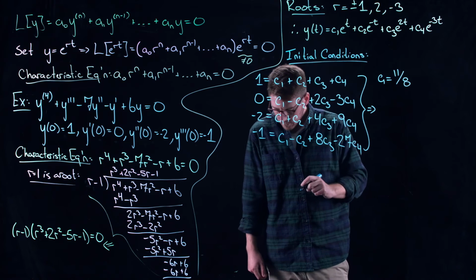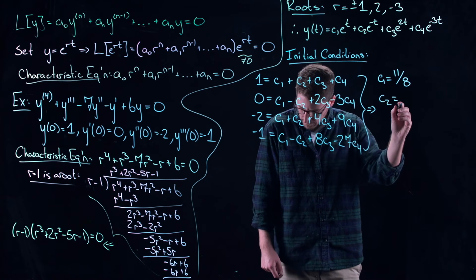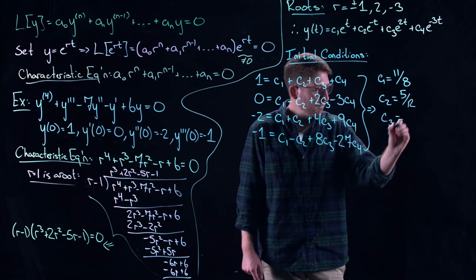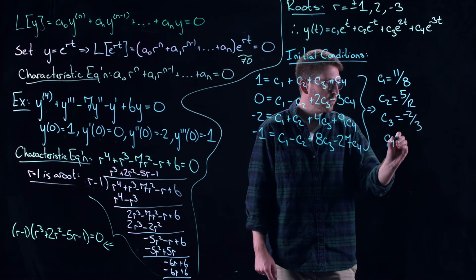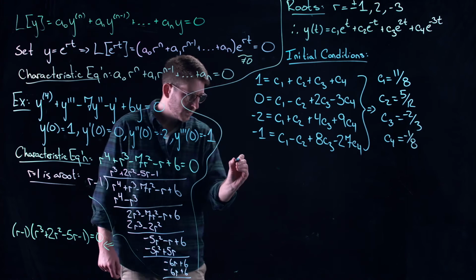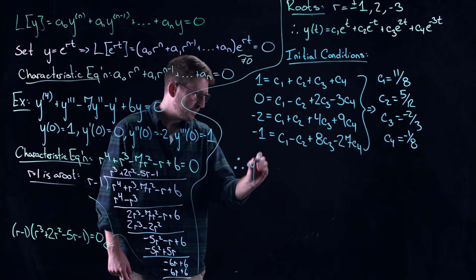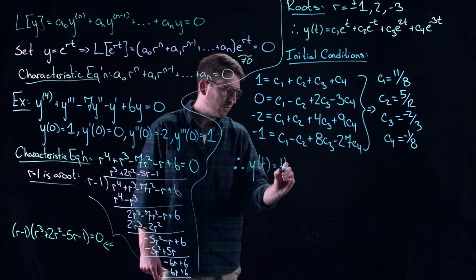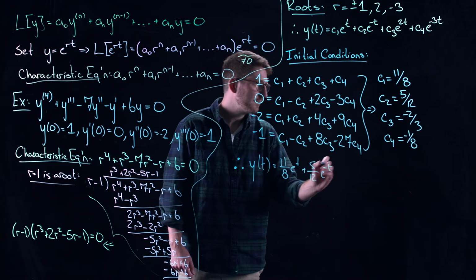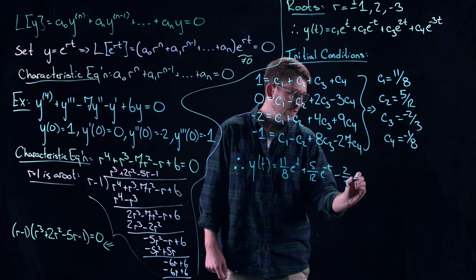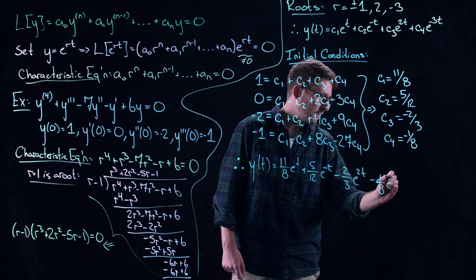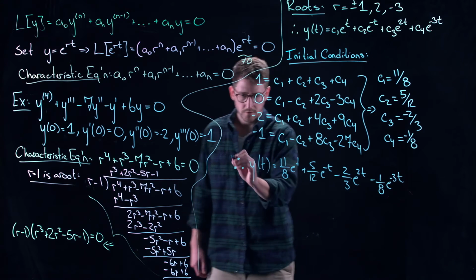So c1 gives you 11 over 8. c2 gives you 5 over 12. c3 gives you minus 2 over 3. And c4 gives you minus 1 over 8. And so therefore, you can put all this together. y of t is equal to 11 over 8 e to the t plus 5 over 12 e to the minus t minus 2 over 3 e to the 2t and then minus 1 over 8 e to the minus 3t. Here it is.